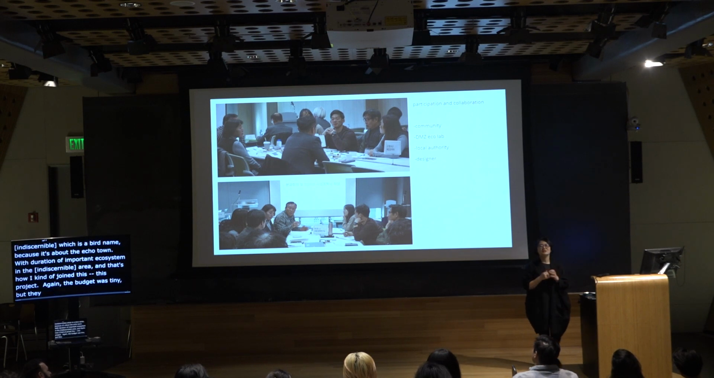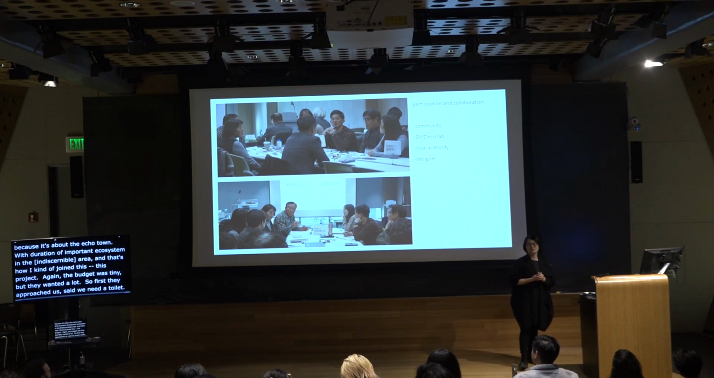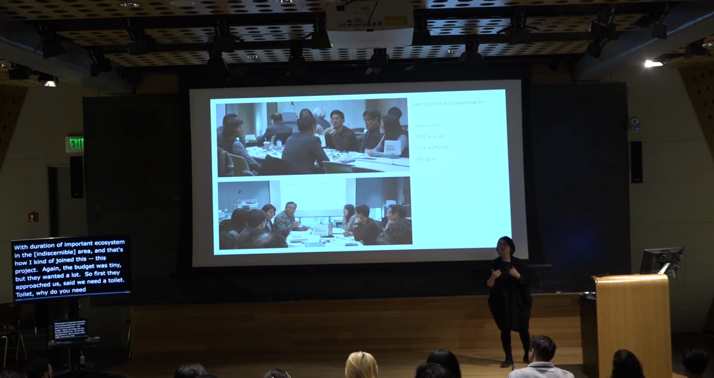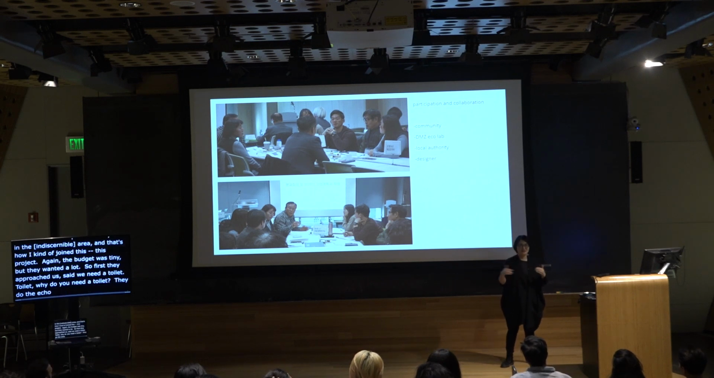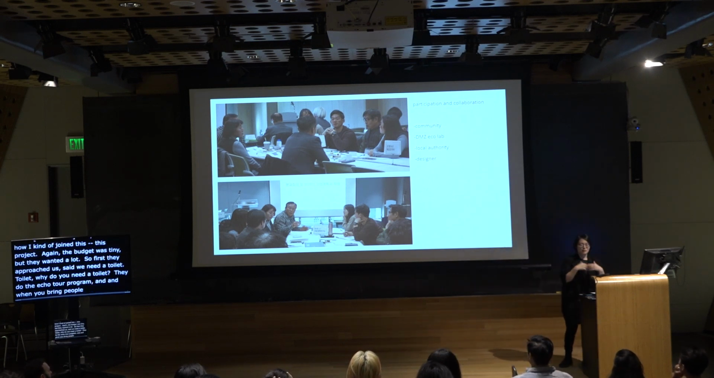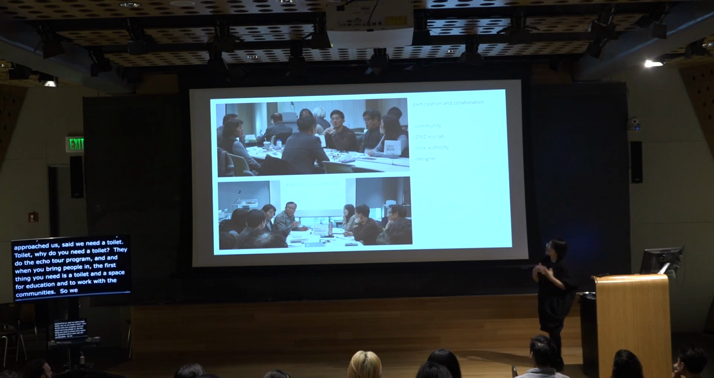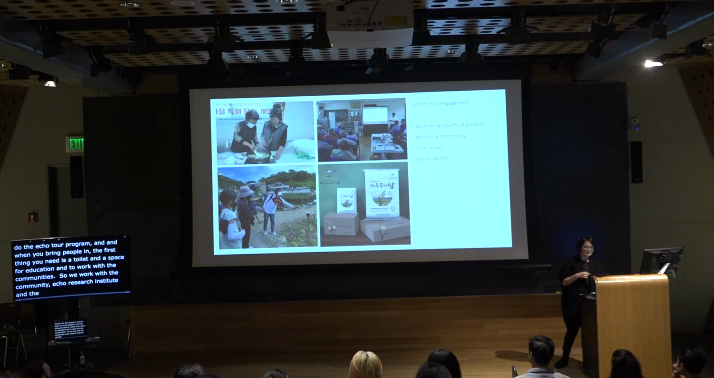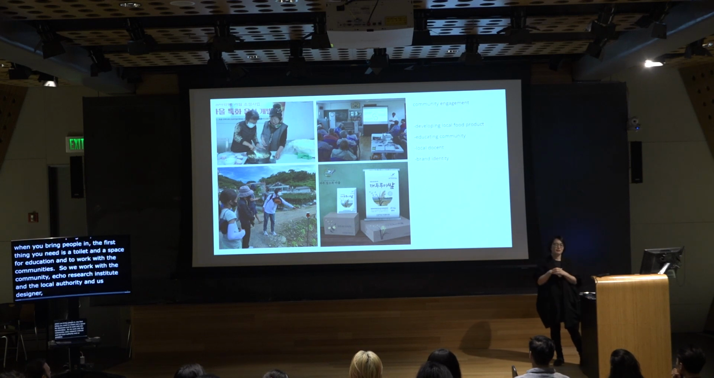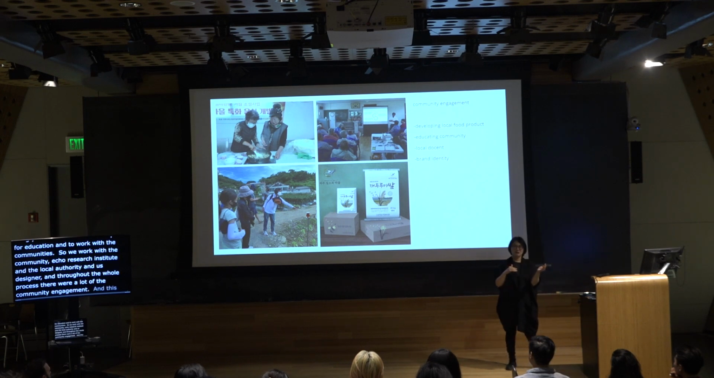So first they approached us, we need a toilet. Toilet? Okay, why do you need a toilet? They are doing this eco tour program, and when you bring people in, the first thing you need is a toilet and a space for education and a space for whatever activities. So we worked with the community, DMZ Eco Research Institute, Eco Lab, the local authority, and us, the designers. And throughout the whole process, there was a lot of community engagement. This area was only an hour away from Seoul, but because it's the demilitarized zone, it's very quiet and full of old people.